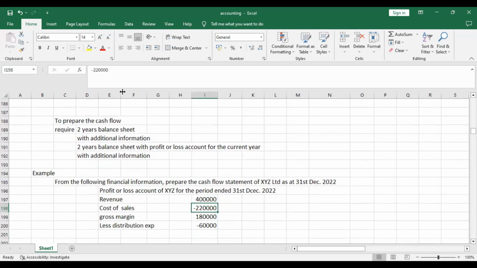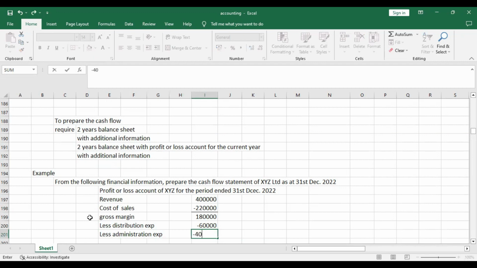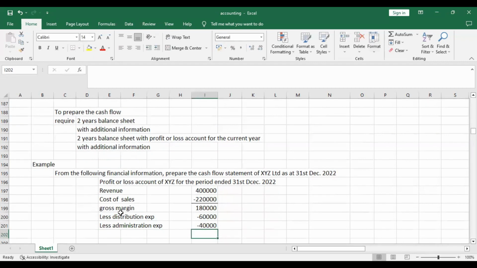Let me put a line here. Then less administration expenses. You also have to minus 40,000, suppose. Then what is your operating profit? Operating profit: 1,80,000 minus 1,00,000 is equal to 80,000.